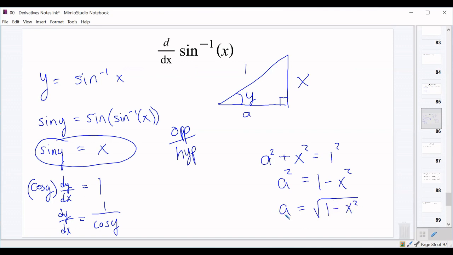And since the cosine of y is the adjacent side divided by the hypotenuse, we end up with 1 over root 1 minus x squared. And this is the derivative of the inverse sine of x.